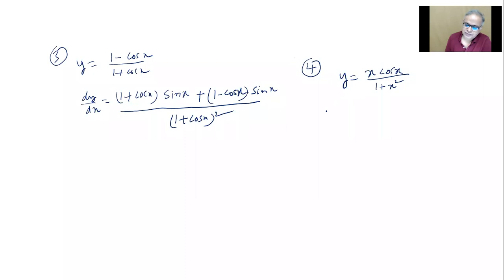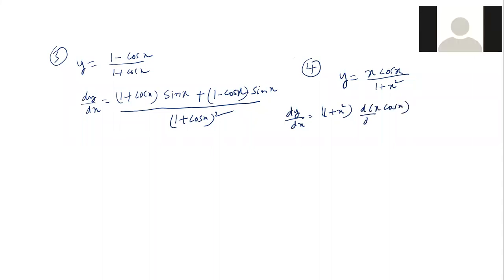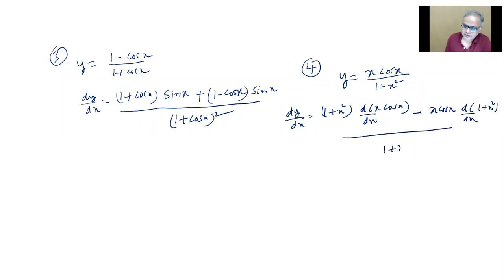Tell me now, what to do with this? You can go a little systematic in this, because there is a product there and then the quotient rule is there, isn't it? So we can do like this: 1 plus x square into d of x cos x by dx. Is it okay? Then a minus sign. Minus x cos x into derivative of 1 plus x square by dx. And whole by 1 plus x square whole square.